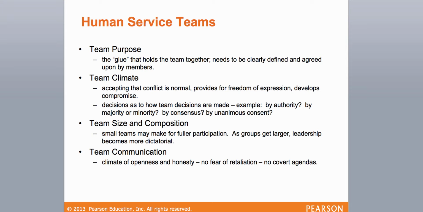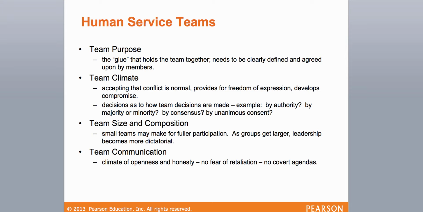The bigger the team, the more authority is going to be necessary with leadership, so that in some respects it can become somewhat dictatorial when you get a really large team. And so sometimes it's good to keep your teams relatively small, again depending upon the purpose of the team, but you get more participation from members in smaller teams.